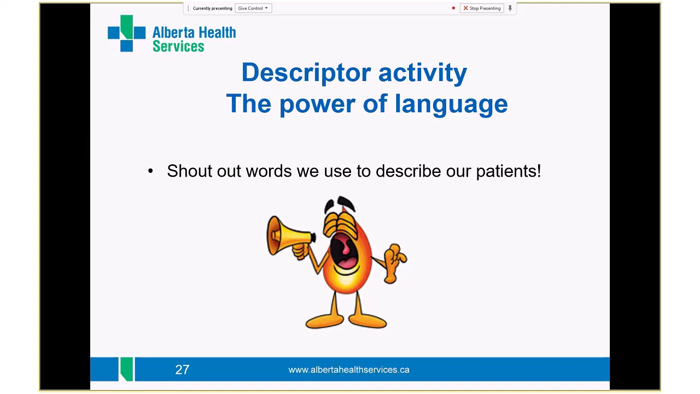If we say that our patient is unrealistic, we could say instead that the patient has high expectations. Instead of saying that this person is in denial, we could say that this person disagrees with their diagnosis. Think of other words that you use in your everyday language, and not just yourself, but your colleagues around you. Is there a way that you could reframe those words into something positive?